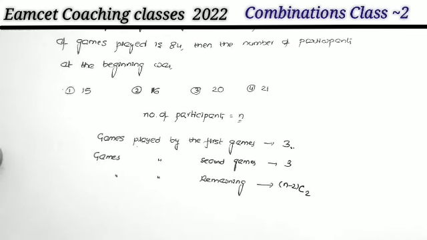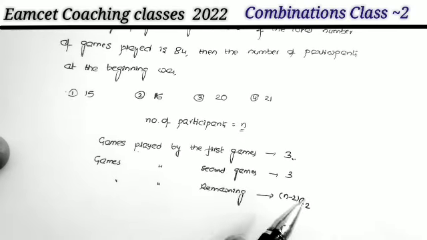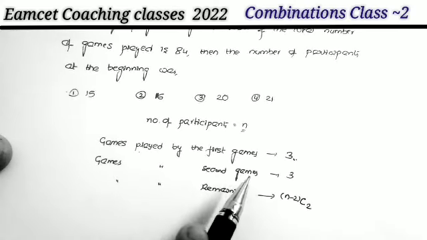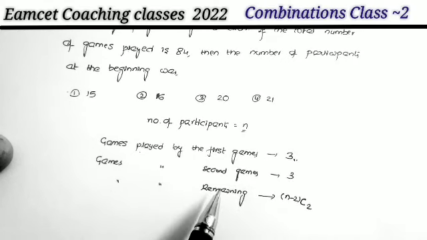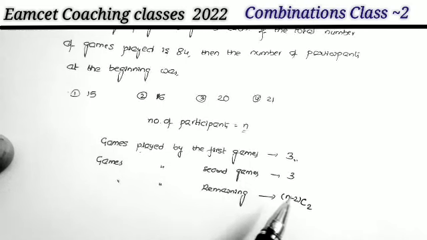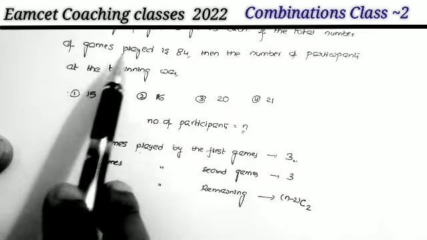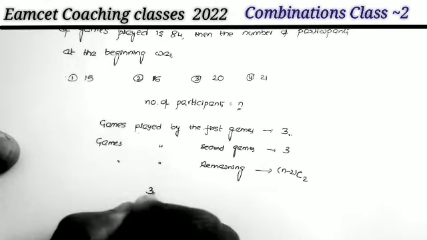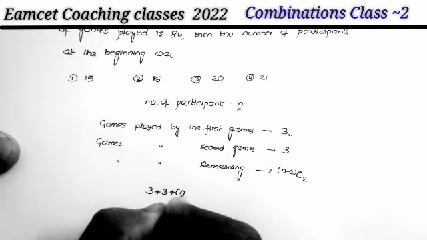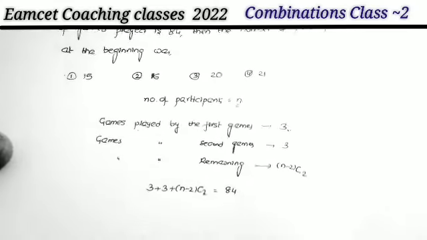To play one chess game we need 2 participants. That is, the number of ways of selecting 2 persons out of these n minus 2 is nothing but the number of games played by the remaining persons. So the number of games played by the remaining persons is equal to n minus 2 C 2. But what is the given data? Total number of games played is equal to 84. That is given: 3 plus n minus 2 C 2 is equal to 84.